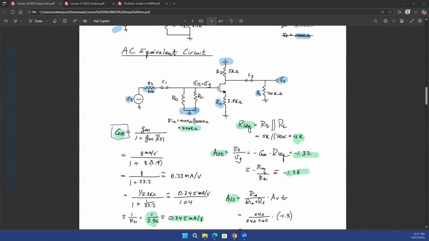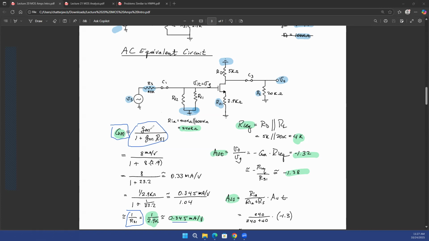Question? Right. And if gm had been infinite, then they would have been exactly equal. This equation and that equation are exactly equal if gm is infinite. In this case, gm is not infinite, but gm is much larger than 1 over RS, because 1 over RS is 0.3, whereas gm was 8. So that's like a 30 times difference, right?